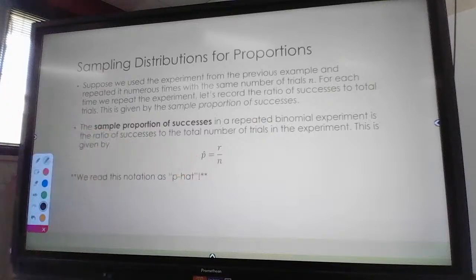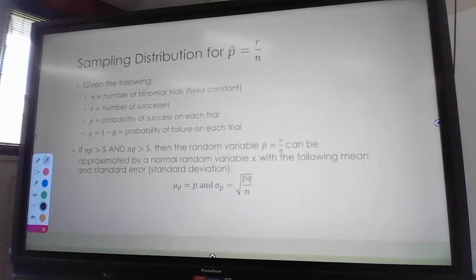P hat equals R over N. Right? The number of successes to the total number of trials. So we can actually turn this into a distribution. We have the number of trials. It's got to be a fixed constant. It's got to be the same number of trials each time we repeat the experiment. And again, R is the number of successes, P is the probability of success, Q is the probability of failure.